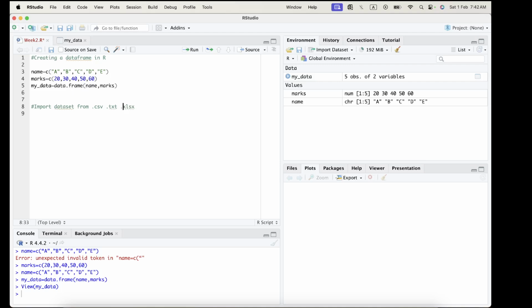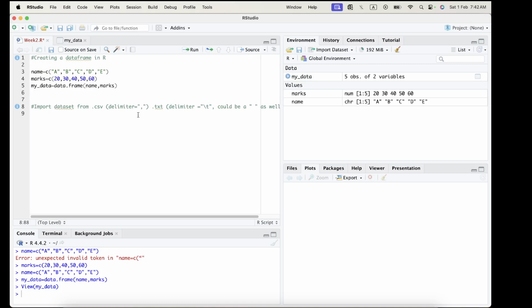To do this you might need a different package, but I'm going to show how you can import from a .txt or a .csv file. For .csv usually the delimiter is a comma, and for .txt usually the delimiter is a tab, it could be a space as well.